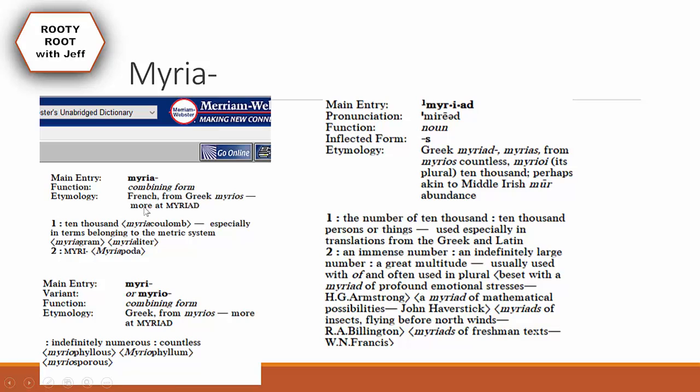Myria means 10,000, and myri or myrio means indefinitely numerous, countless, and myriad is the number 10,000, and ancient mathematicians used the myriad to count 10,000s when they were dealing with huge numbers. So 2 myriad is 20,000.